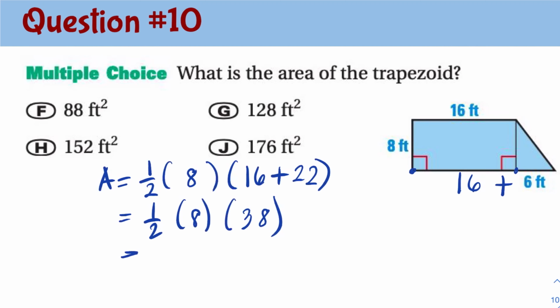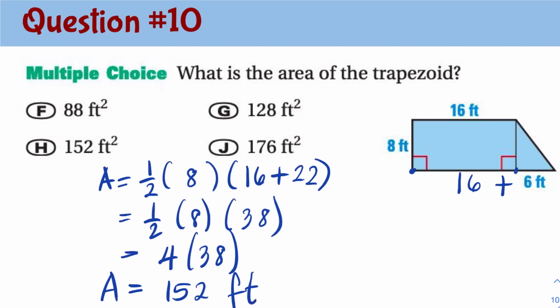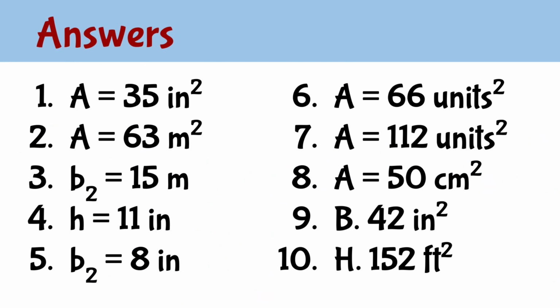So 1/2 times 8 is 4. 4 times 38. And 4 times 38 is 152. So the area is 152 square feet, which is letter H. Here are the answers.